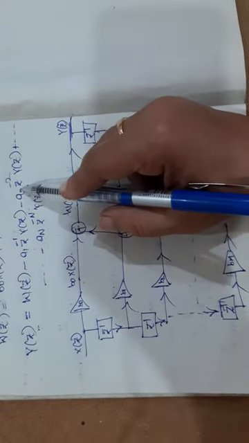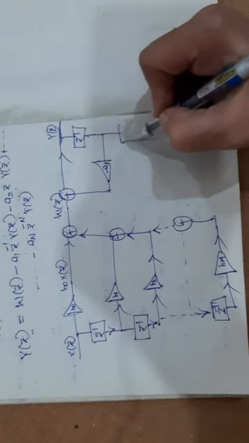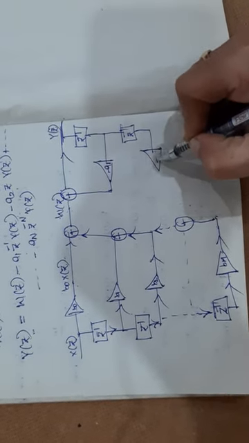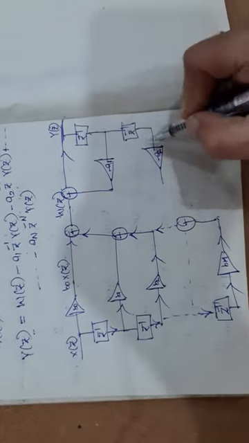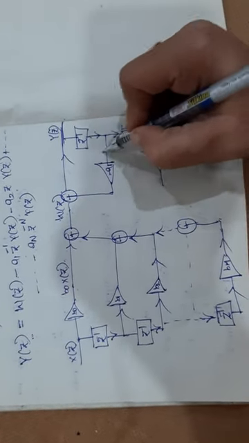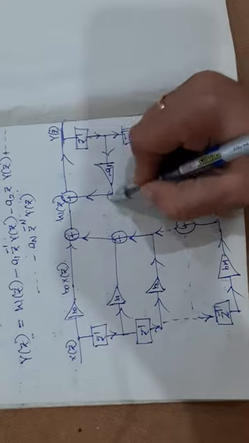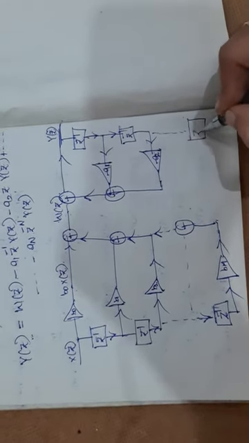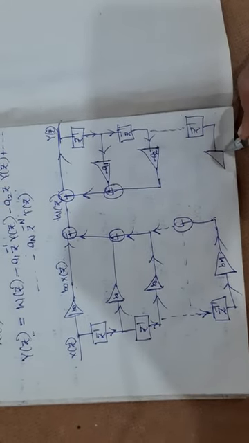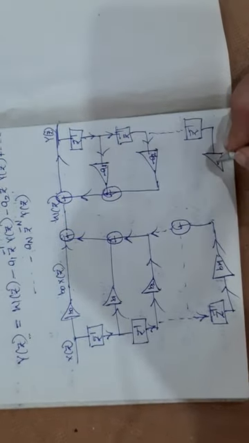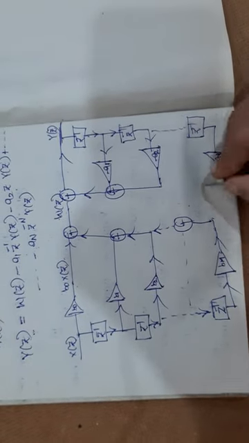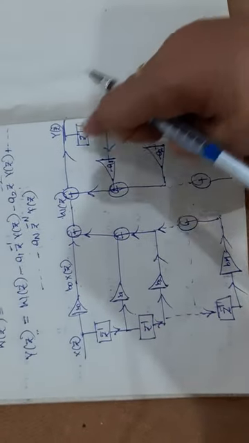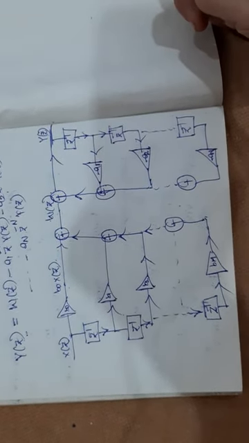And what is the second term? Y of Z is delayed 2 times means one more delay element. Next this is multiplied with minus A2 and this is added to previous. So like this, Z inverse, the multiplier is what? Minus AN and that is added like this. So this is a direct form 1 realization.